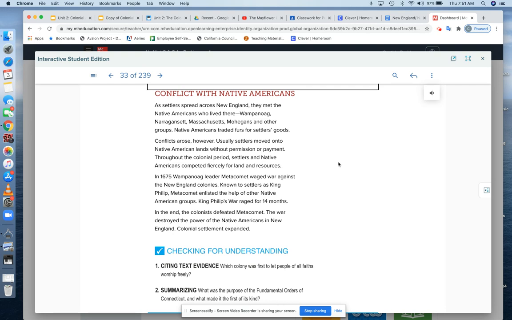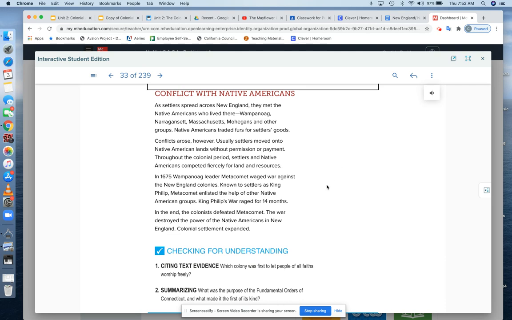And that's number 11. What were Native Americans and New England settlers competing for? Throughout the colonial period, settlers and Native Americans competed fiercely for land and for resources. Number 12 on your paper is a fill in the blank. It says Wampanoag leader Metacomet, or King Philip, made allies with other tribes. This war lasted blank months, but in the end the colonists blank Metacomet and the colonists expanded their territories.